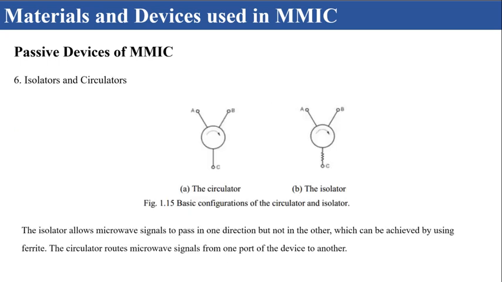The isolator allows microwave signals to pass in one direction but not in another, which can be achieved by using ferrite. The circulator routes microwave signals from one port of the device to another.